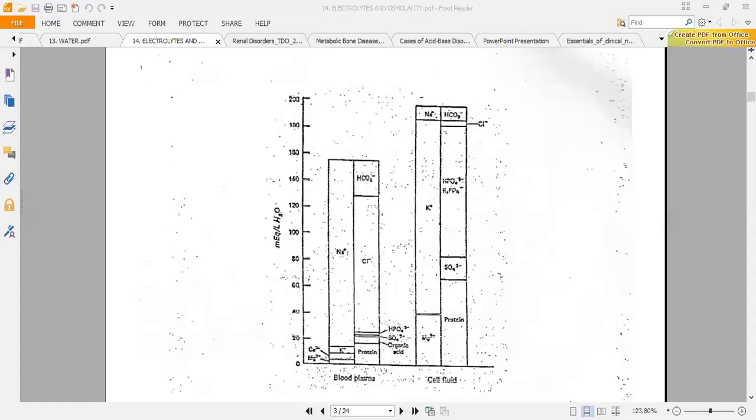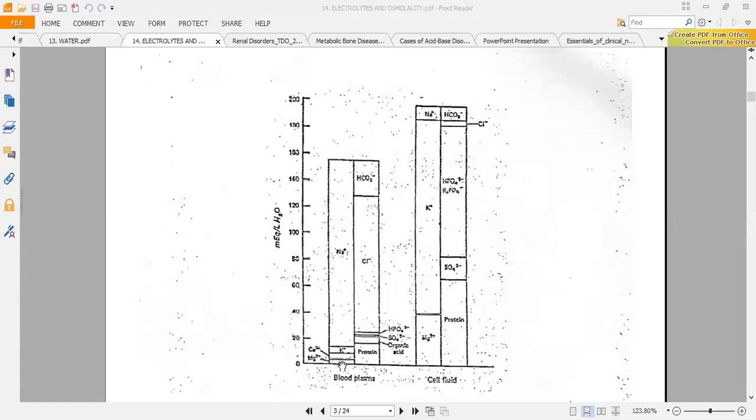Yeah, so let's continue. I was saying that if you take this graph over here, this side is plasma, and this side is the intracellular compartment. You notice that when you take the plasma, the first bars are for cations, and then this is for anions. Look at the level of sodium. Sodium is very high, followed by potassium, then calcium, then magnesium.